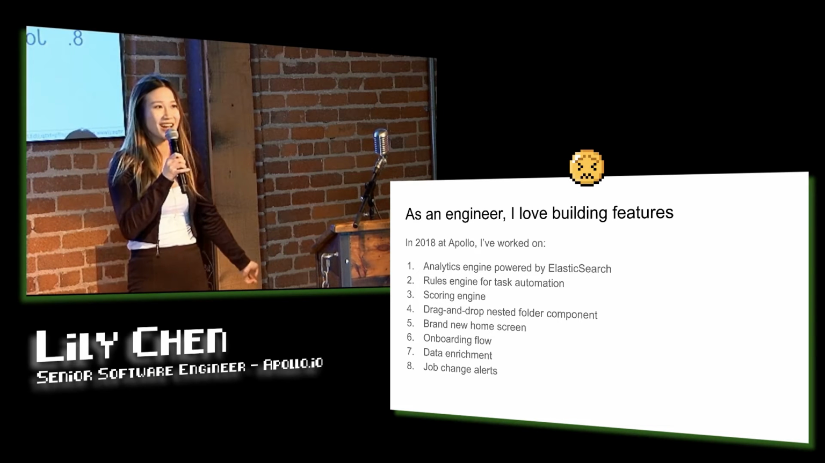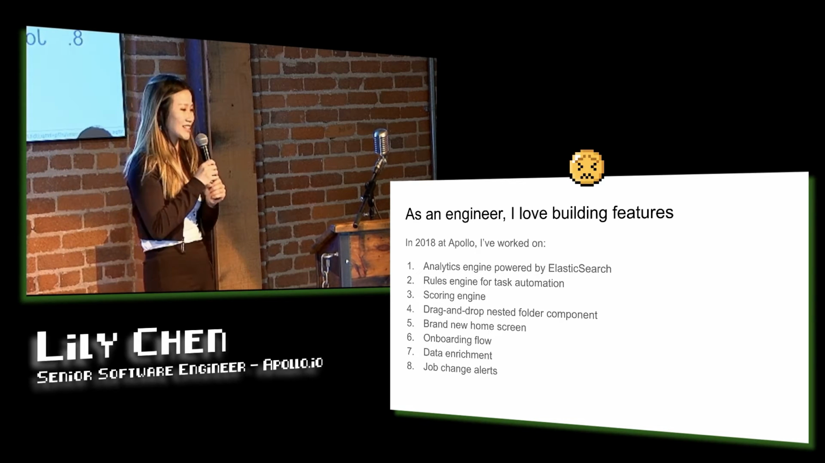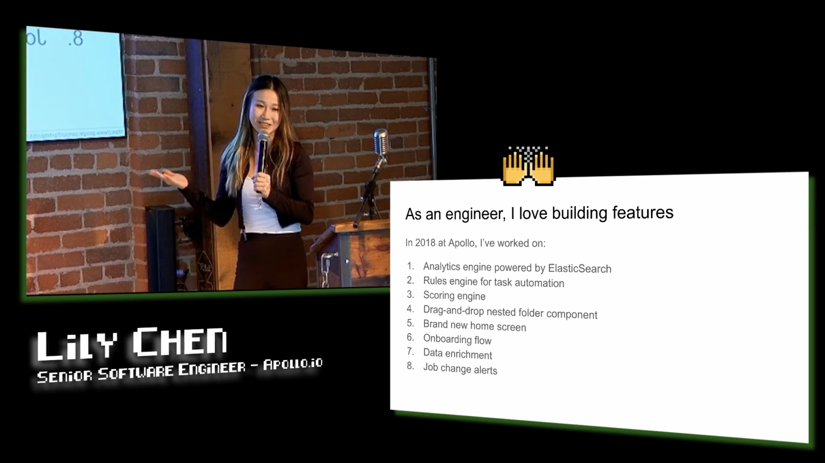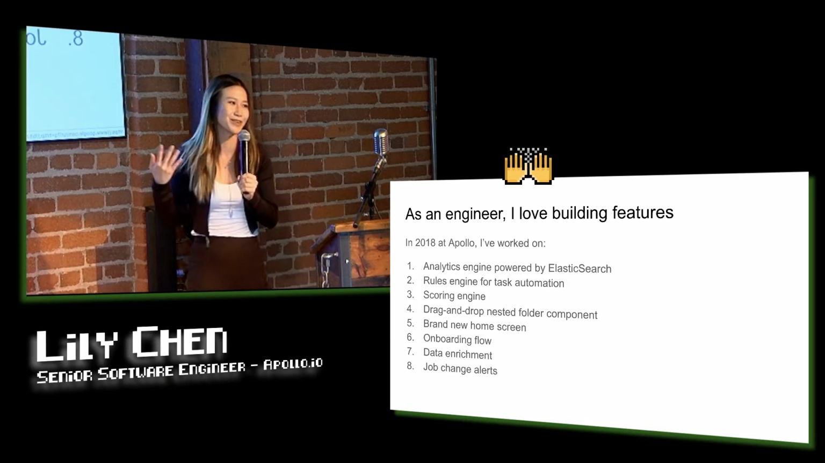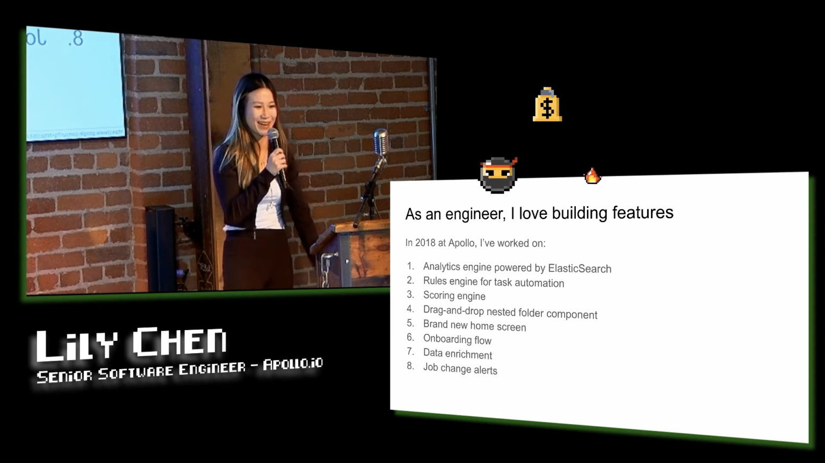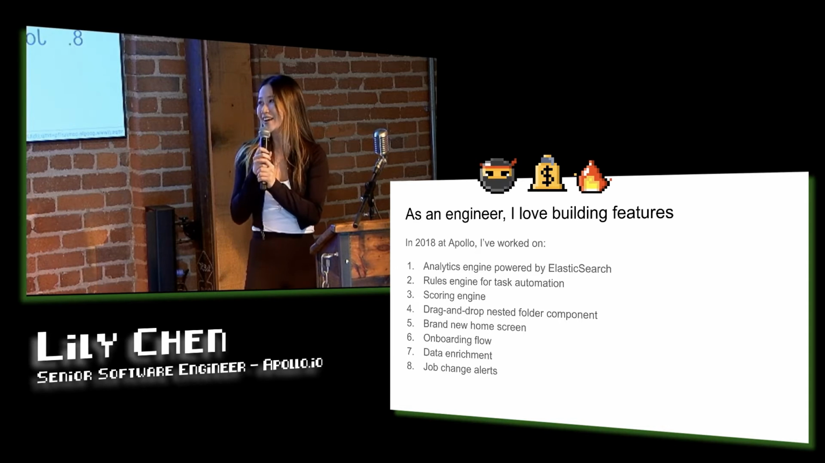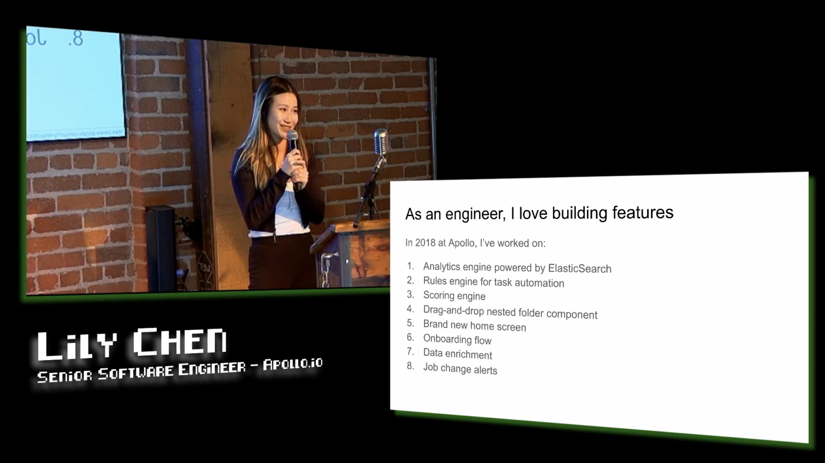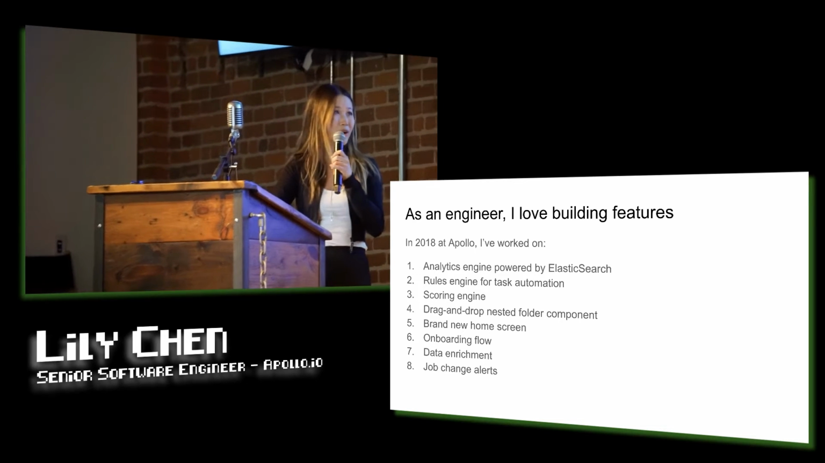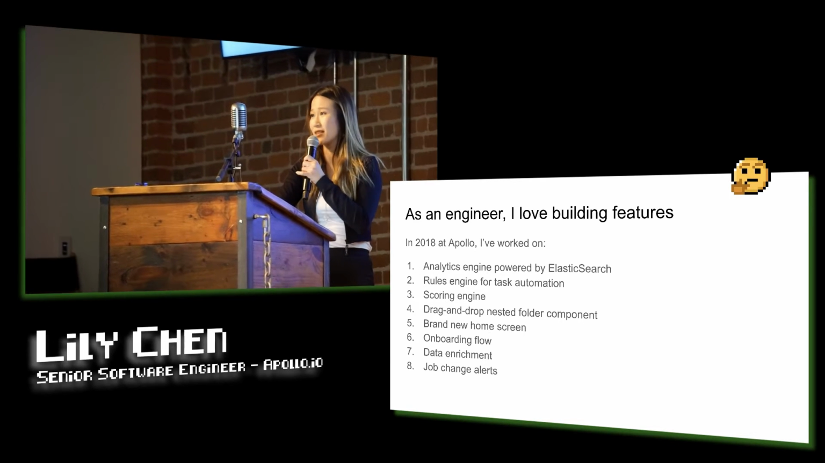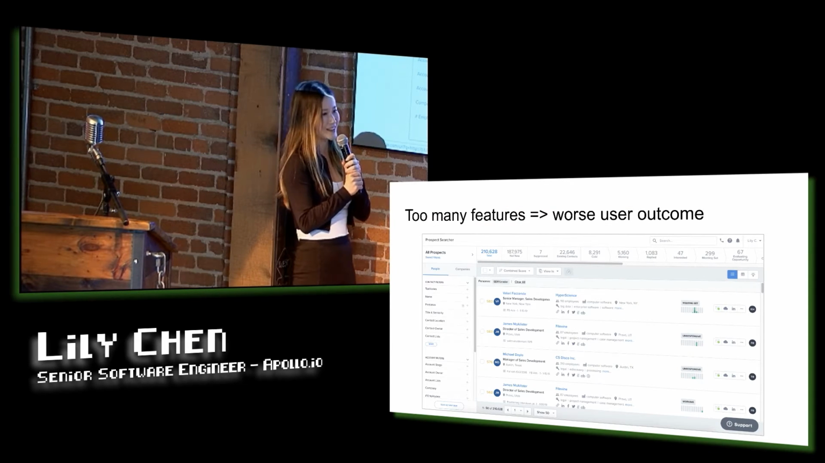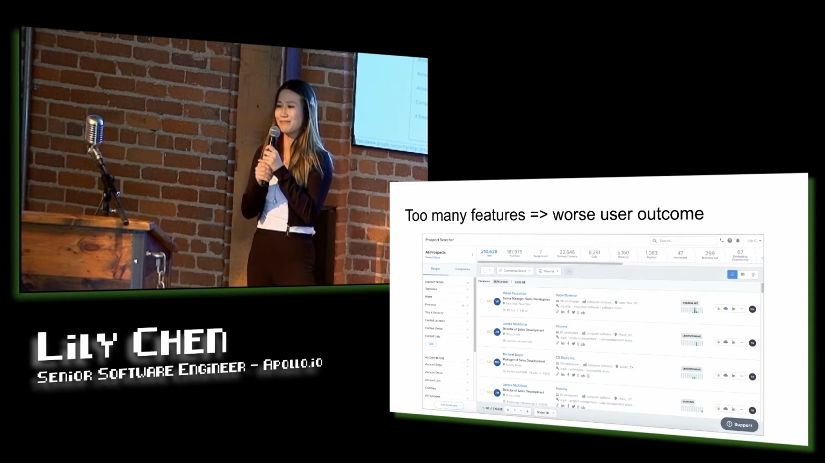As an engineer, I love to build features. This past year at Apollo, I worked on 8 really big features. This was great for my own personal growth as an individual contributor, probably why I got promoted senior engineer in the last month. And also it made Apollo an extremely powerful sales tool. But even though Apollo is powerful from the technical standpoint, how was it actually for the end user? We quickly learned that having powerful engineering software does not mean better user outcome.